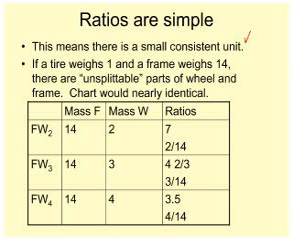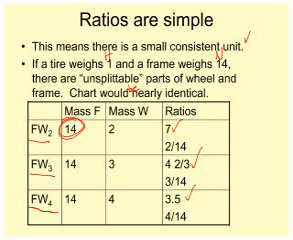If a tire weighs 1 and a frame weighs 14, oh, Mr. Feller, you're so clever. Oh, look at that. They're unsplittable parts of wheel and frame. The chart would be nearly identical. So if I have a bicycle, oh, a tricycle, and one of the 4 bicycles for the sad people that can't even handle a tricycle, your ratios still come out to be 7, something in thirds, and something in halves. Again, we're assuming the frames would always be the same.